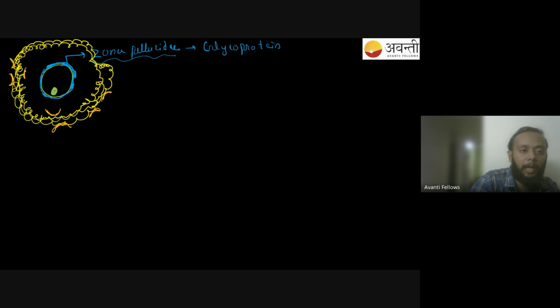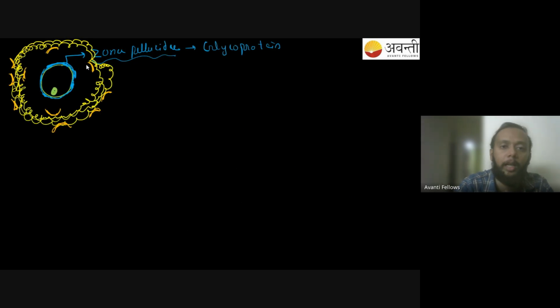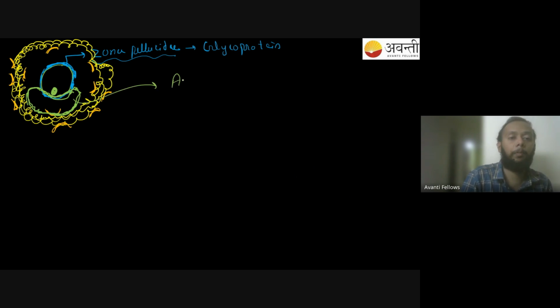Now there is one thing you all have to remember carefully here: your secondary follicle has been formed, and this will now convert into my tertiary follicle. As soon as it converts into a tertiary follicle, there are two things you have to understand. First of all, in a tertiary follicle, a large fluid-filled chamber can be observed. You will find a large fluid-filled chamber, and that fluid-filled chamber is called my antrum.